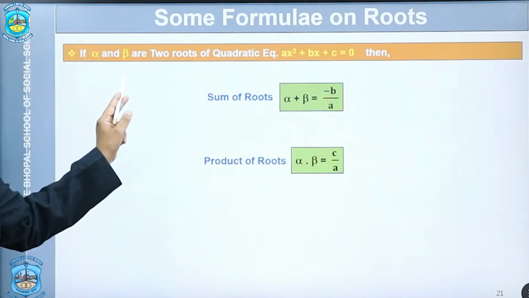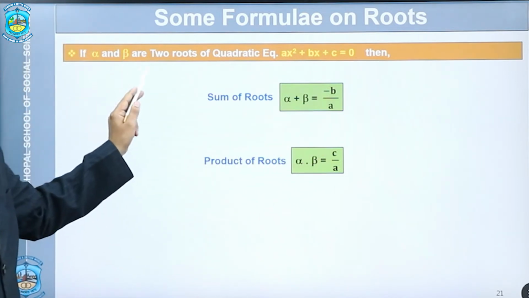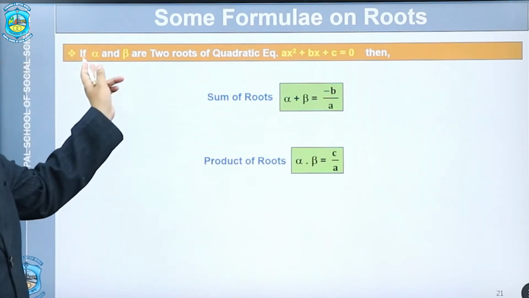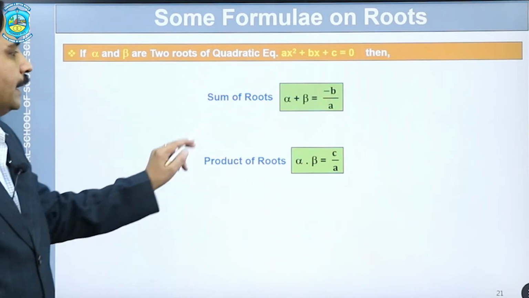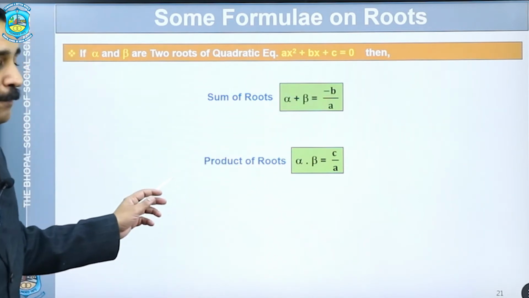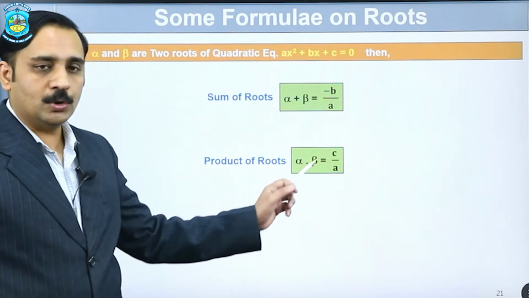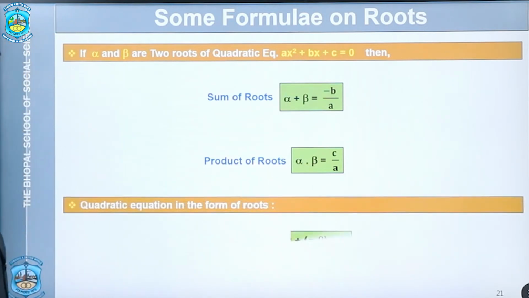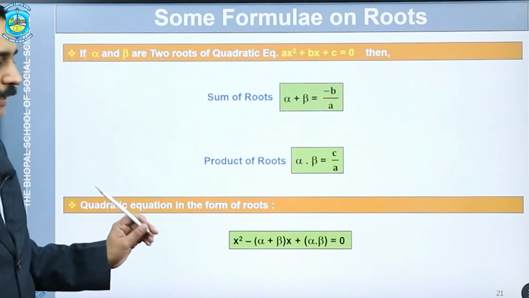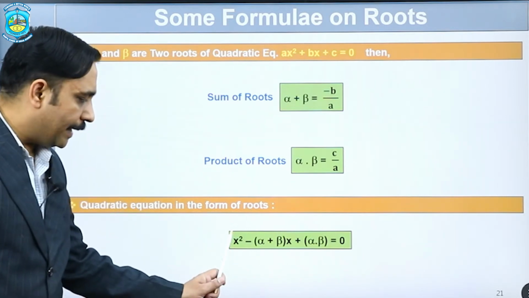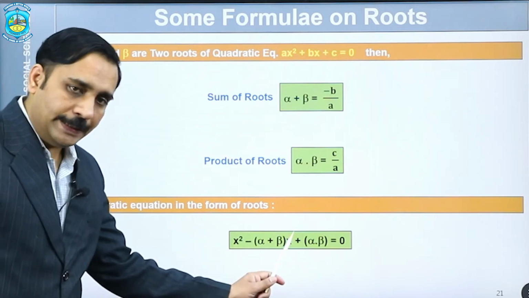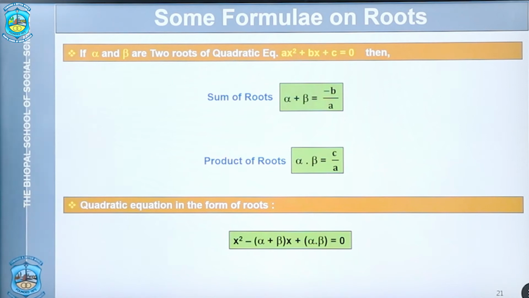In the previous slide, we have seen the value of roots. First is the positive one, second with the negative sign. So we call them roots alpha and beta. Here the sum of the roots alpha plus beta is minus b upon a, and the product of the roots alpha beta is equal to c upon a. The quadratic equation in the form of its roots can be written as x square minus (alpha plus beta) x plus alpha into beta is equal to 0.